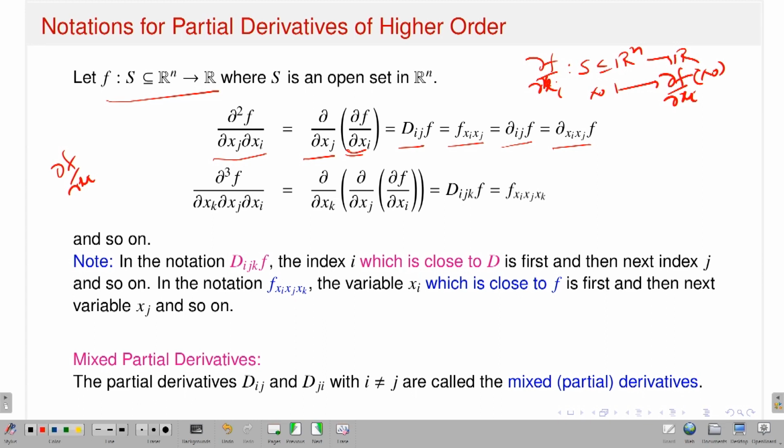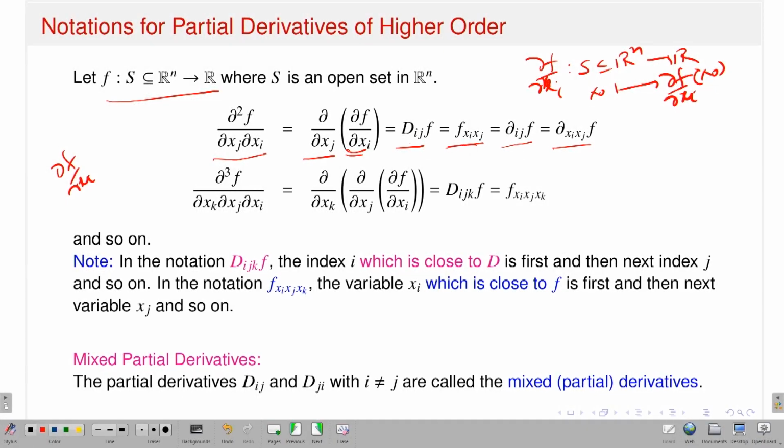Now, look at the notation of what I am doing. Look at D with suffix ij f. The variable i is near to D. That means I first have to do the partial derivative of f with respect to the xi variable, and then I take the partial derivative of ∂f/∂xi with respect to the jth variable. So, the variable near to D is the one for which you take the partial derivative of f first. Once you are done, then take the next variable's partial derivative of the function ∂f/∂xi.